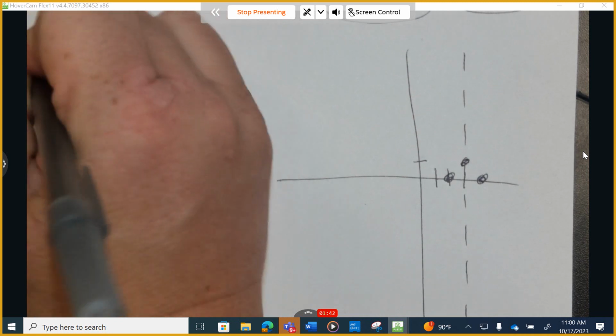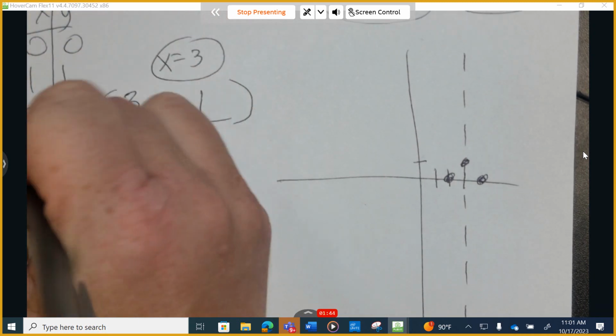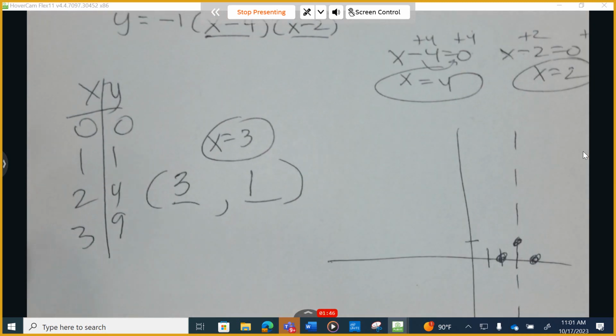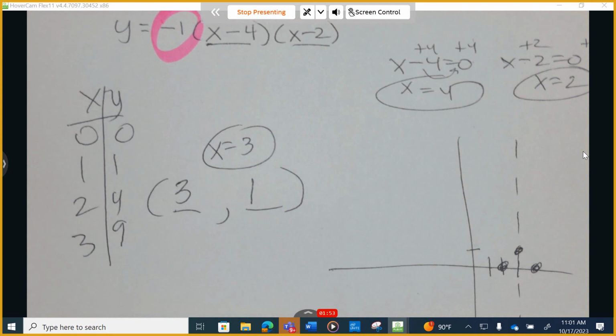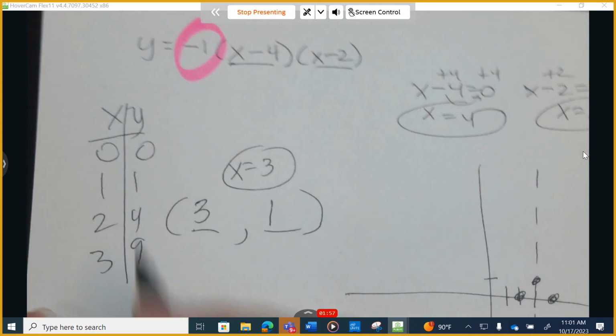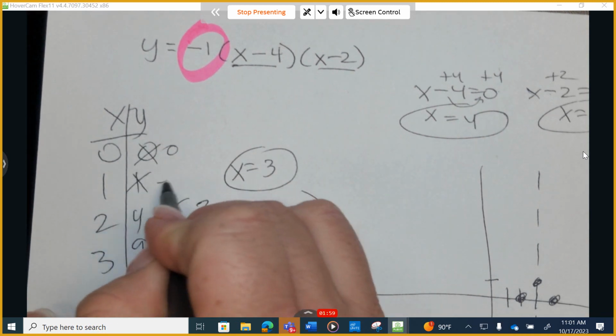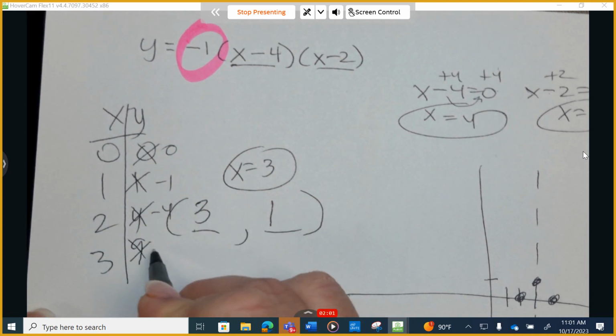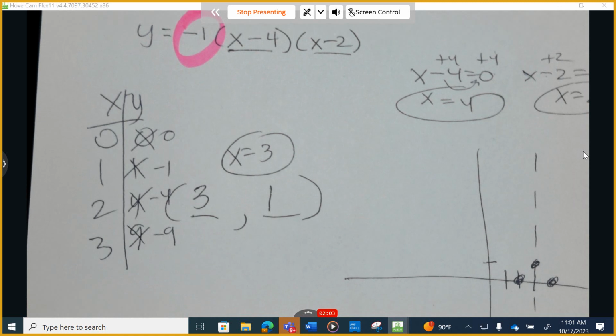This is on the board: 0, 0, 1, 1, 2, 4, 3, 9. Some students may say, I think we can just graph like this. We can just go over 1, up 1, over 2, up 4. Whenever the number up front is anything other than a positive 1, we can't do that. We have to apply that -1. So each of these is going to be multiplied by a -1. And now I can graph.